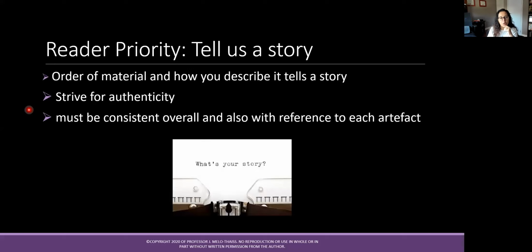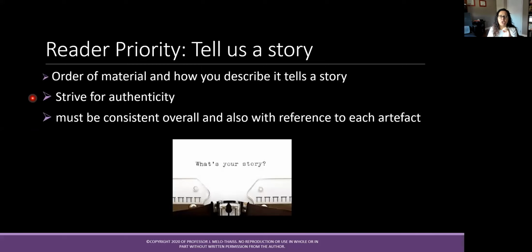So it's very important that you think about the reader here. This is a reader-focused document, right? Just as all of our documents should be. And that document needs to tell us a story about you. So, for example, you're going to want to think about how you order the material and how you describe it, because all of that will tell a story, right?